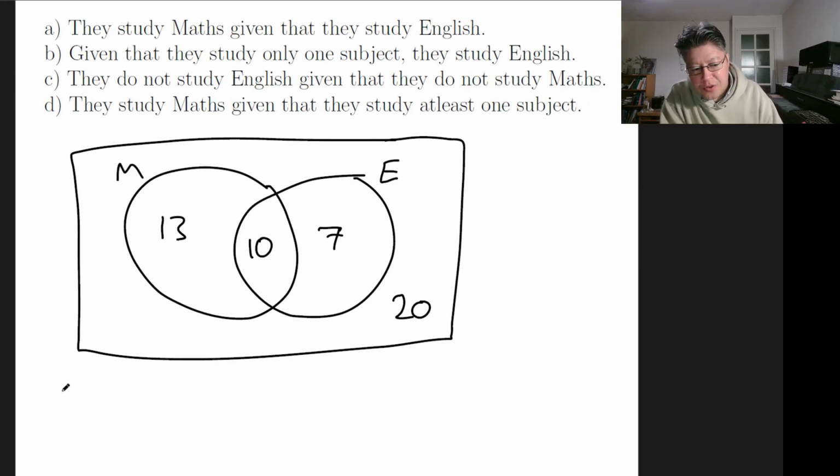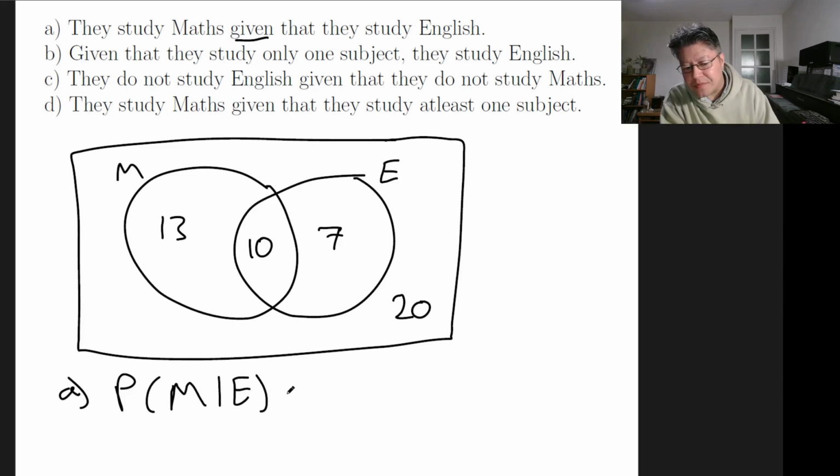So the first question, we need to work out the probability that they study maths given that they study English. So in conditional probability, we must always write it out in symbols. So this is the probability that they study maths given that they study English. So there's the given them bit. So this is M given English. And now we can answer the question.